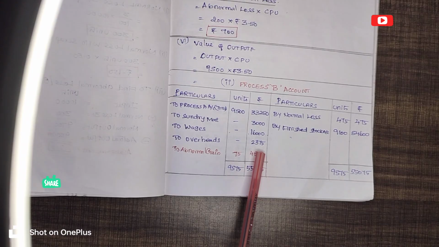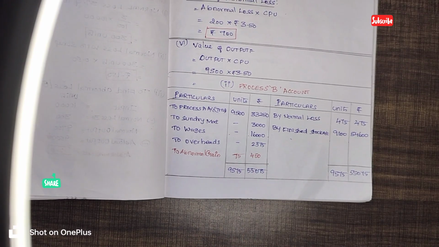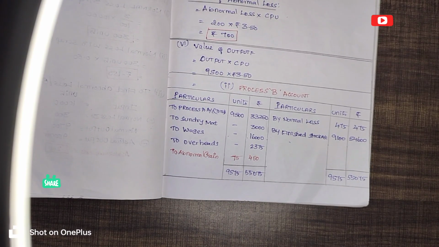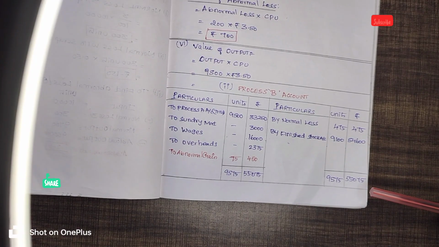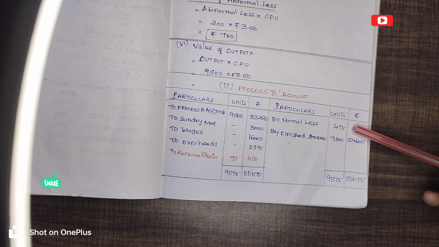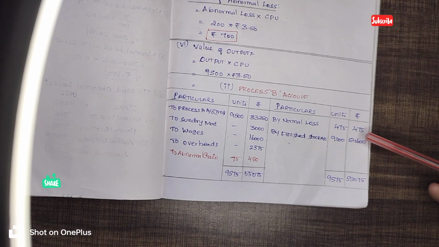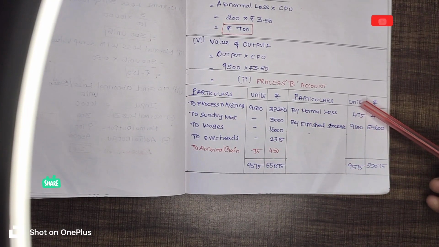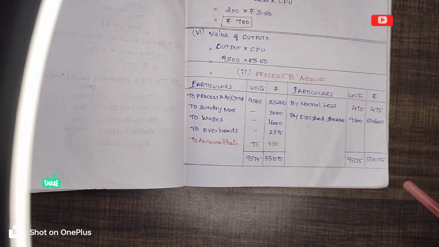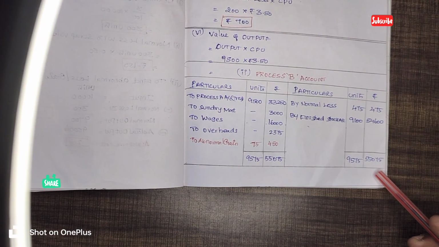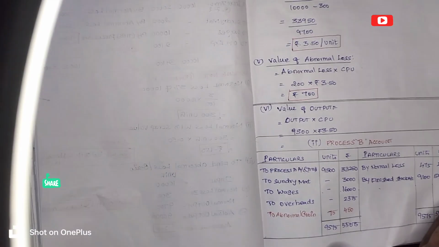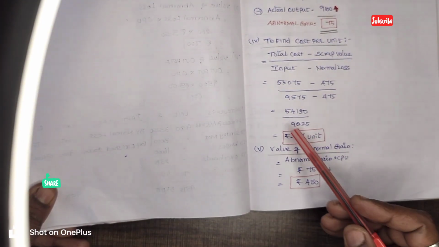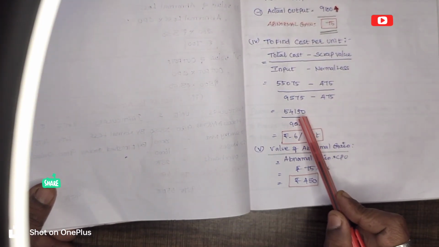Now we need to find out the value of abnormal gain. How can you find out? First we need to find out the cost per unit for process B. The formula is total cost minus scrap value, divided by total input minus normal loss. So what is the total cost? 55,075 rupees minus 475. How much do you get? You will get 54,600 rupees.